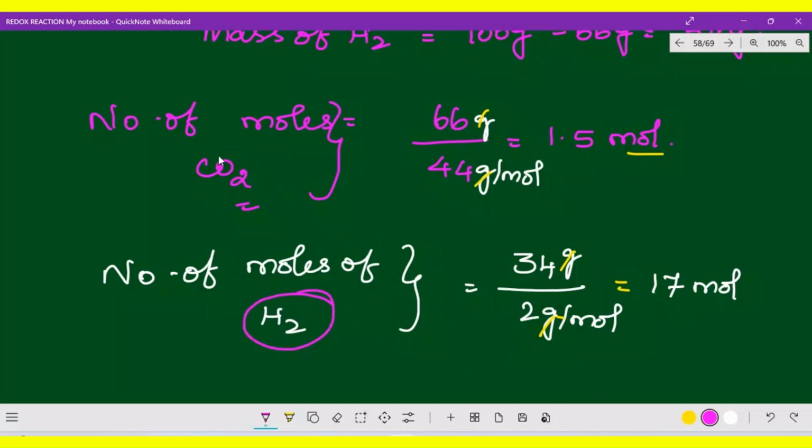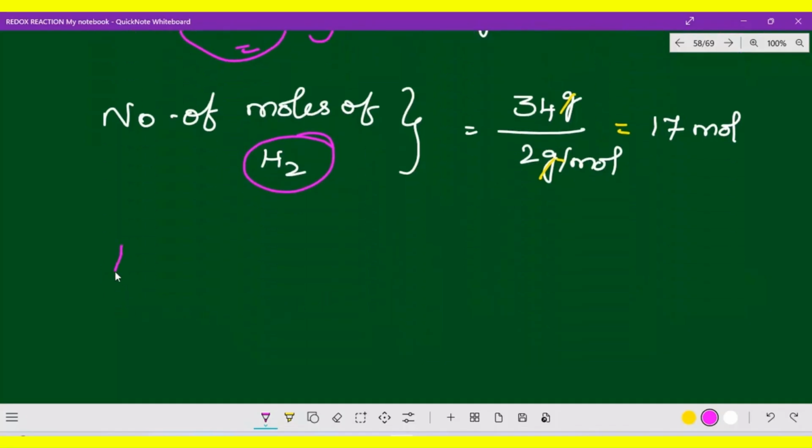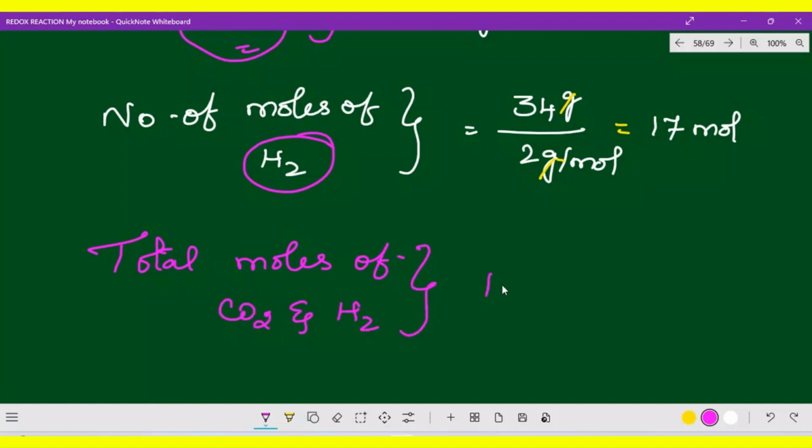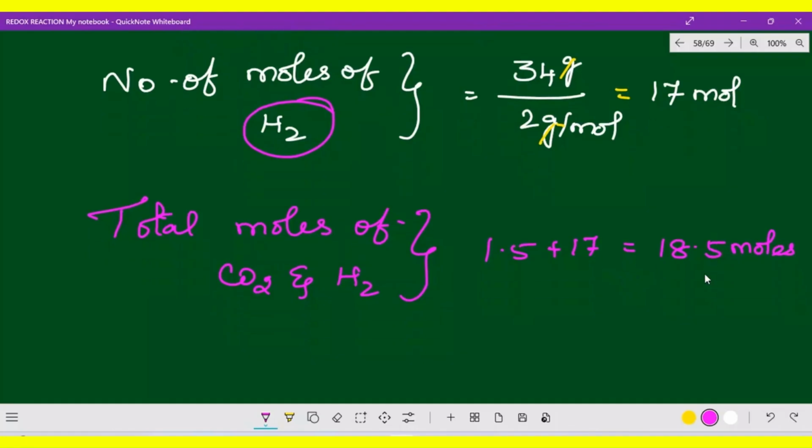Number of moles of hydrogen and number of moles of carbon dioxide, so now we can calculate the total moles. Total moles of carbon dioxide and hydrogen, how much is it? 1.5 plus 17. So you will get around 18.5 moles. Right. Okay. Now next one.